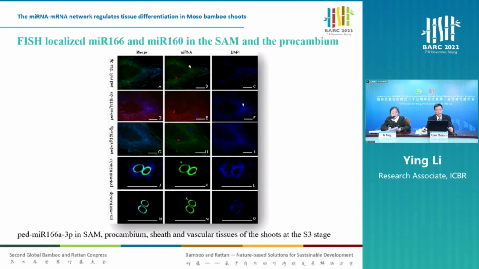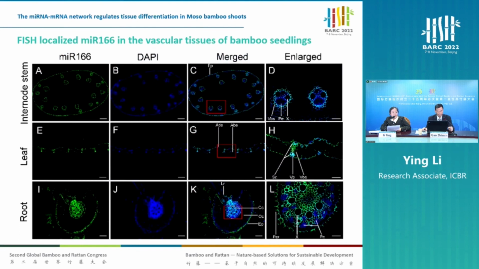FISH localized microRNA 166 in the dome, the procambium, the sheaths, and the vascular tissues at the third stage of bamboo shoots. FISH also localized microRNA 166 in the vascular tissues of most bamboo seedlings.